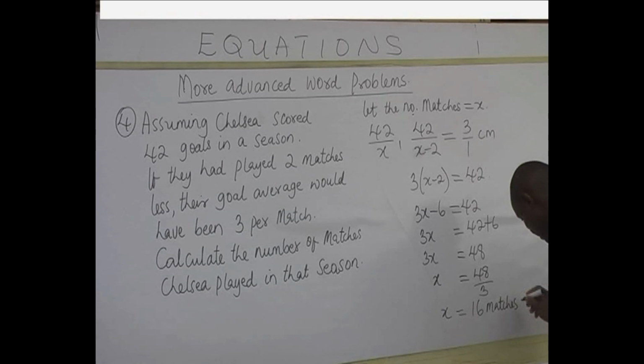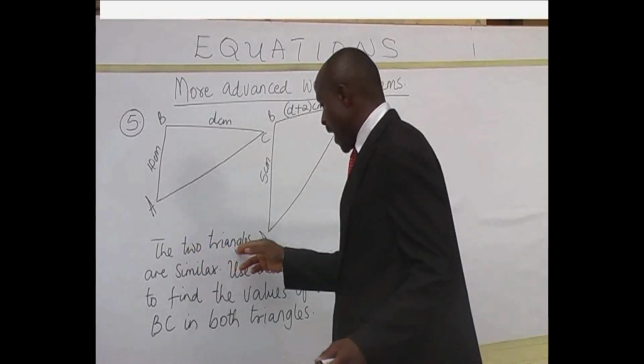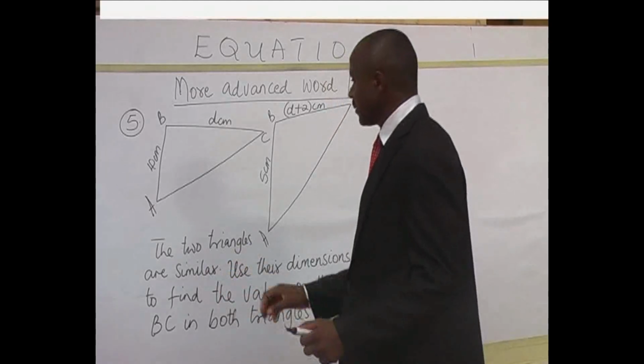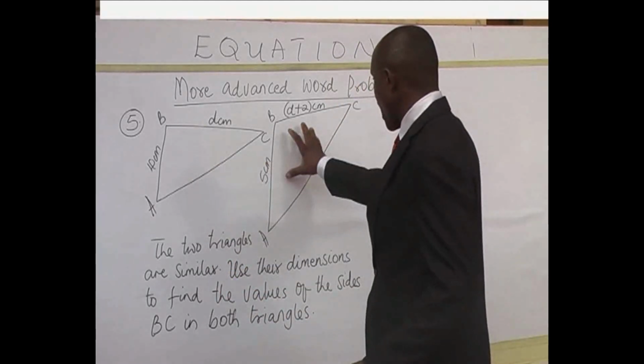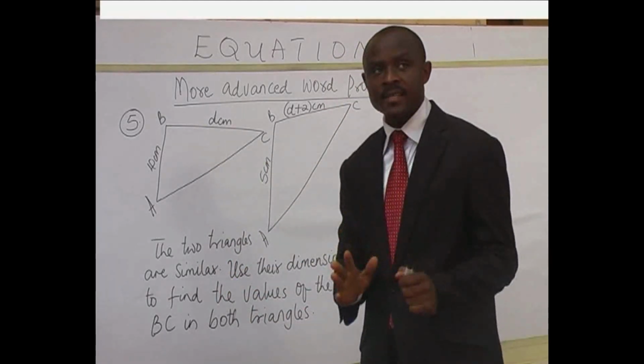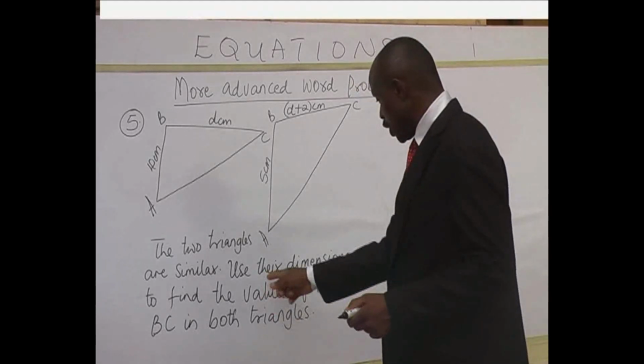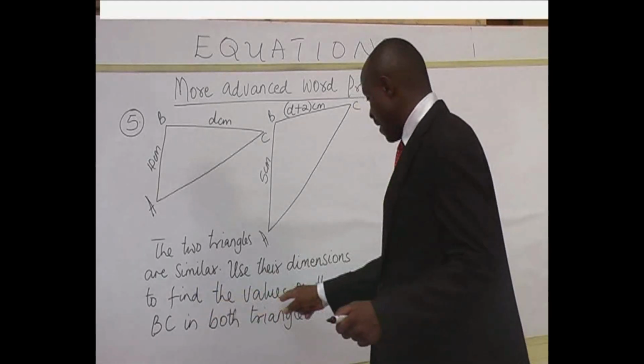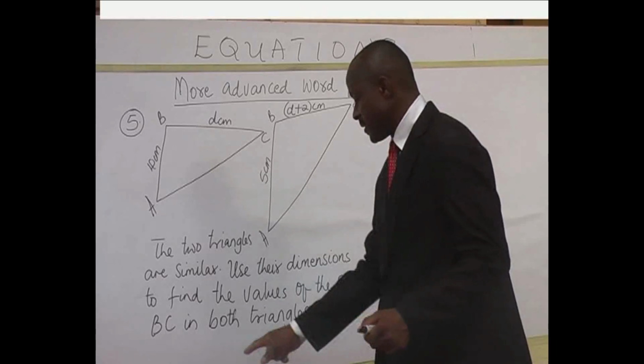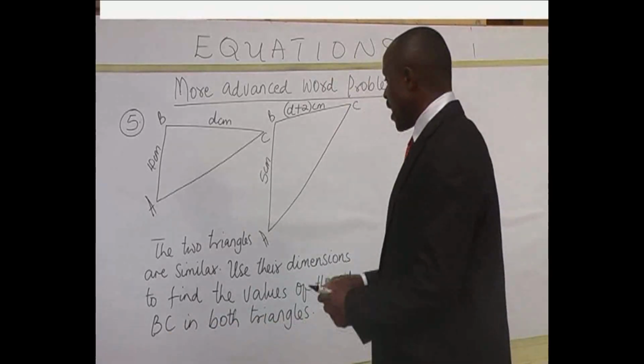Next question: the two triangles are similar. This triangle and this triangle, they are similar. Use their dimensions to find the values of the sides BC in both triangles.